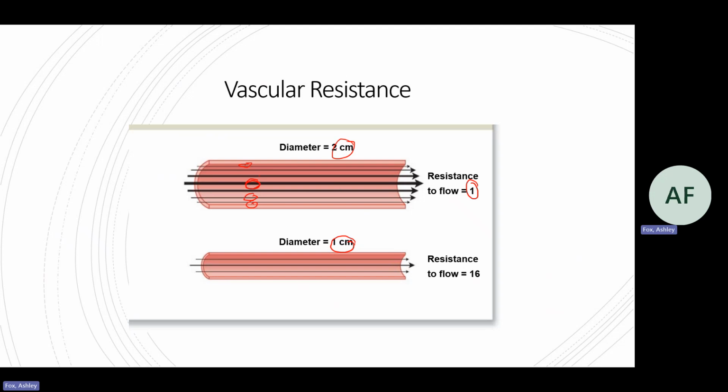You decrease the diameter by half, so 2 to 1, you get 16 times the resistance to flow. There's no really large arrow here that can have blood flow go really quickly. It's all kind of slowed down because you have an increased resistance, more speed bumps when you decrease the diameter.